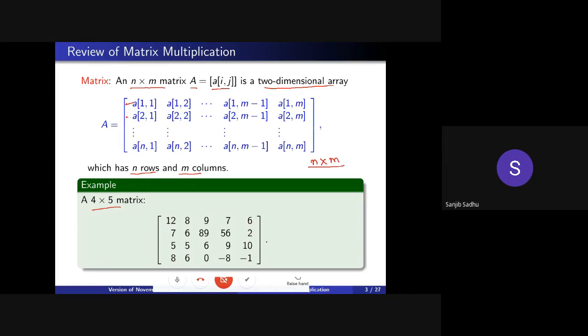Is it visible to everybody? I think so. Hello. Yes, sir. Okay, so this is the 4 by 5 matrix.